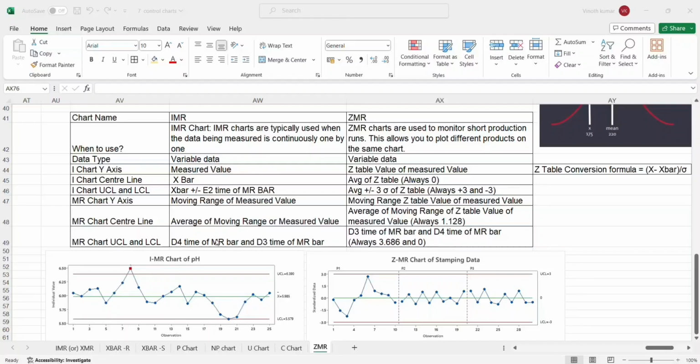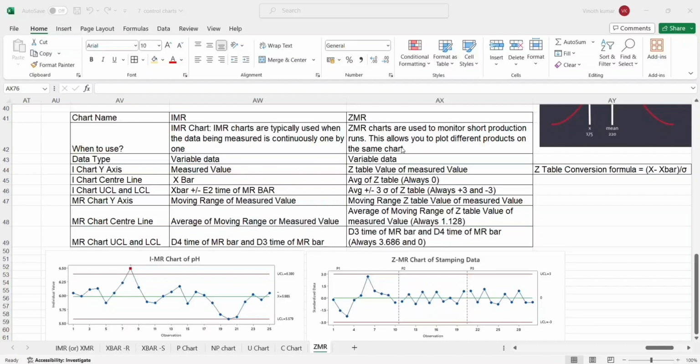On the other hand, the ZMR chart is drawn again for continuous or variable data only, again for data collected one after the other, not in the form of subgroups. Like how IMR chart data is collected one by one, similarly in the ZMR chart also data is collected one by one, but the only difference is the ZMR chart is drawn for short production runs. What do we mean by short production run? Let's say in a stamping process, for the first 1 hour, I set the machine and do stamping for a particular part number. Then I change the machine, change the setting and do stamping for some other part number.